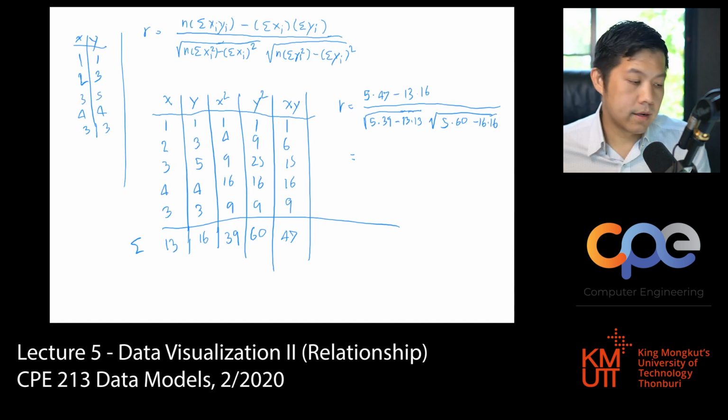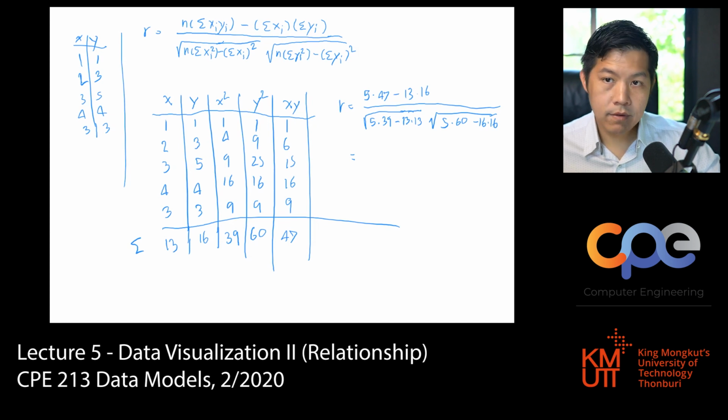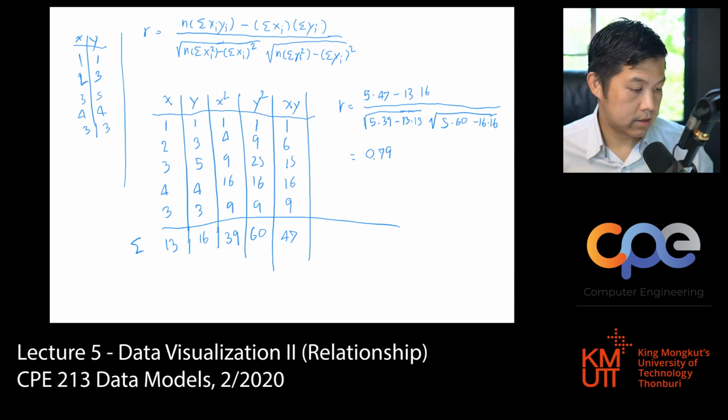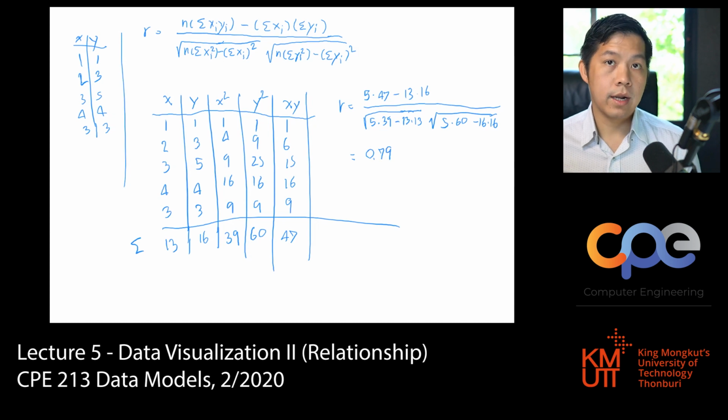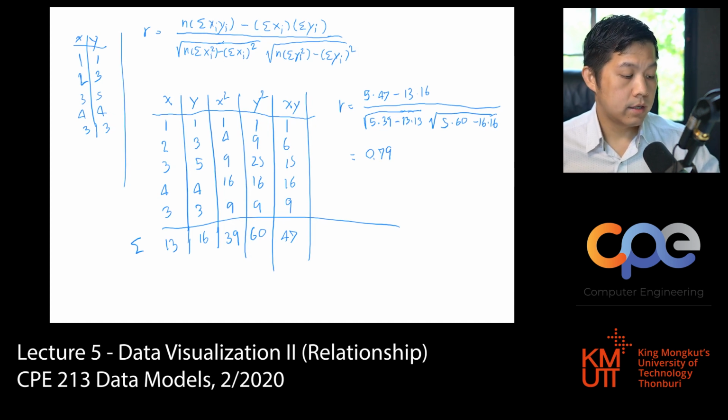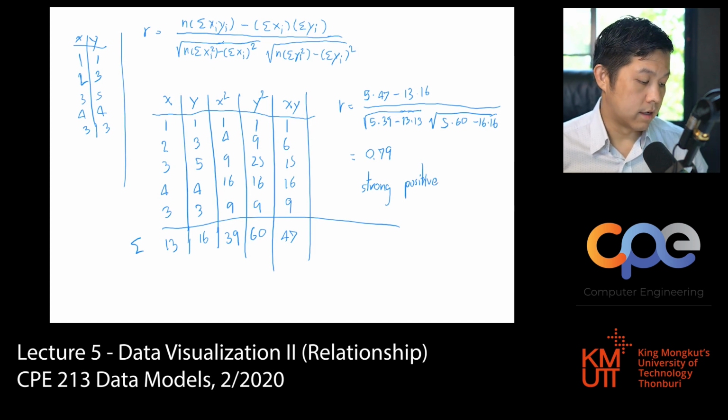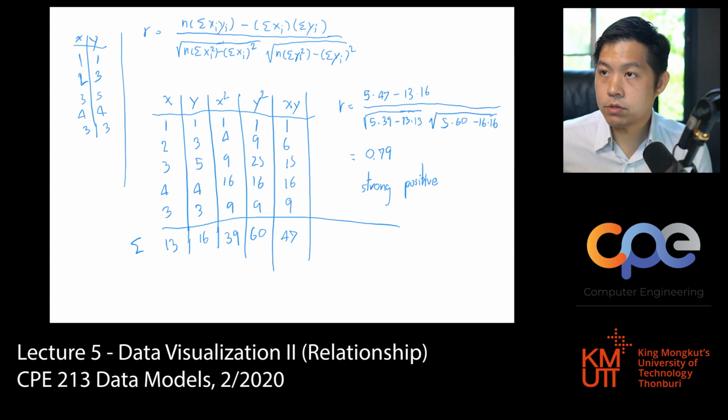5 times 39, not 29. Okay, so I got the value of 0.79 for this one. 0.79 indicates a strong and positive relationship between the two variables. I mean x and y are in positive relationships.